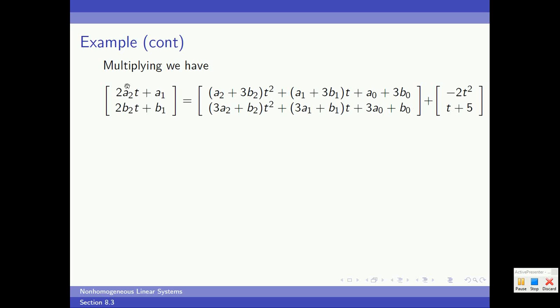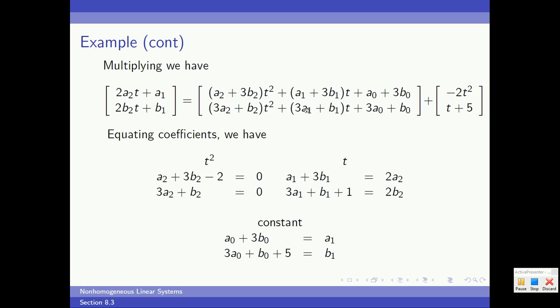So now I need to equate this left-hand side to this right-hand side. I can do some more simplification over here. So if I look at my terms for t squared, on the left-hand side I have 0 in my first one. On the right-hand side I have the a2 plus 3b2 minus 2. So that a2 plus 3b2 minus 2 has to be equal to 0 because I don't have any t squareds over here. Similarly, if I look at the t squareds on my bottom, I'm going to have none over here, so I'm going to have a 0. Here I have 3a2 plus b2, and that's it.